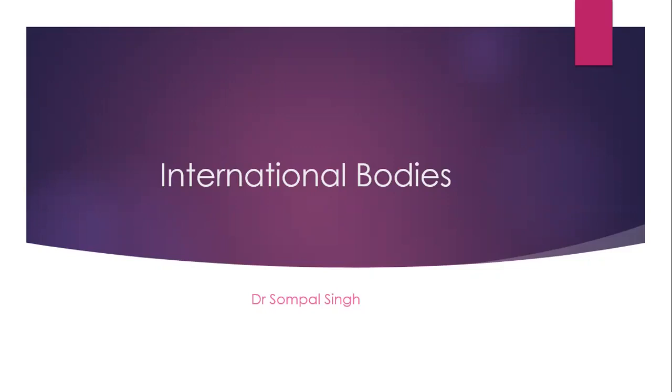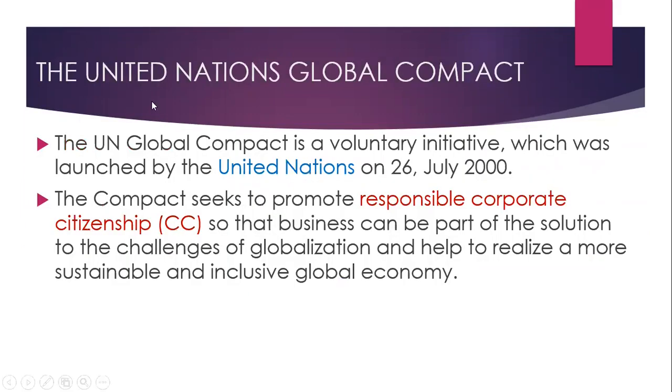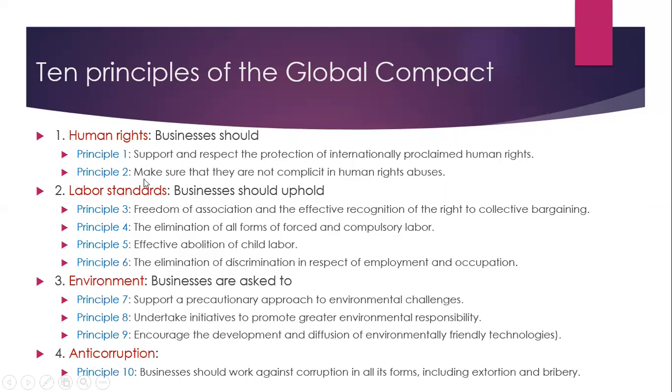Then let us see international bodies involved in CSR. One is the United Nations Global Compact. The United Nations Global Compact is a voluntary initiative which was launched by the United Nations in the year 2000. The compact seeks to promote responsible corporate citizenship. So this is the corporate citizenship concept which I talked about before in this lecture, so that business can be part of the solution to the challenges of globalization and help to realize a more sustainable and inclusive global economy. Then the principles of the Global Compact: there are 10 principles which can be divided into four, that is human rights, labor standards, environment, and anti-corruption. This I have taken from a textbook on corporate social responsibility.